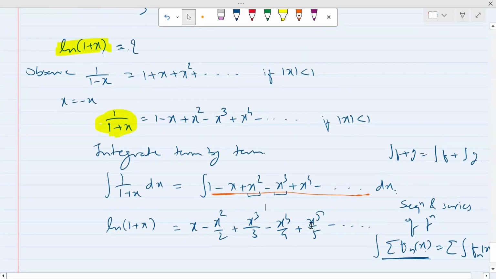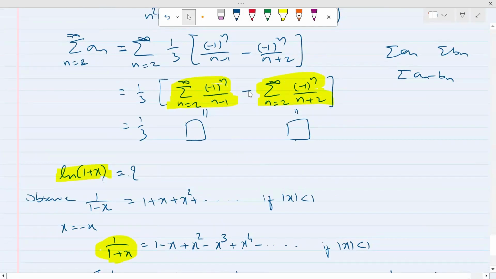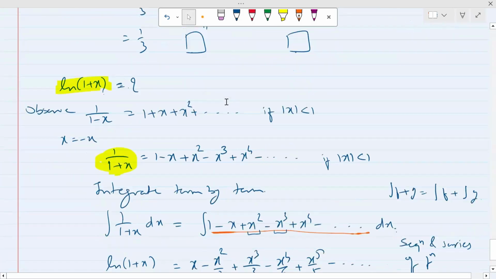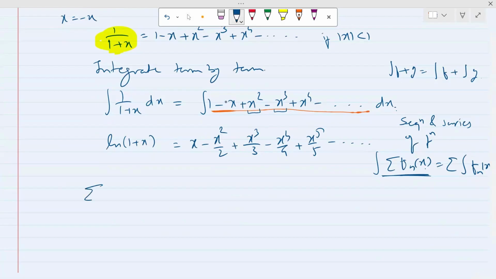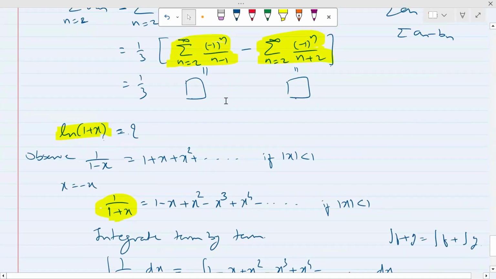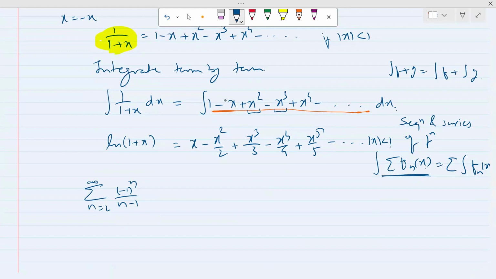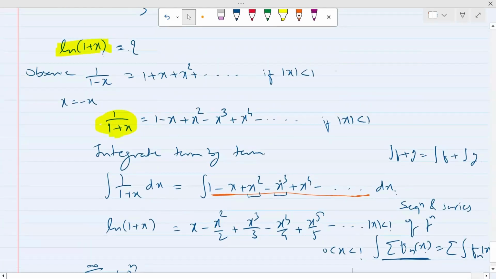So from here, how will I get this? Is it possible to get this? Finally, what do I want? The summation, and we have to integrate within the limit 0 to 1. Yes, this integration is valid for mod x less than 1, that is, 0 less than x less than 1. Absolutely correct.